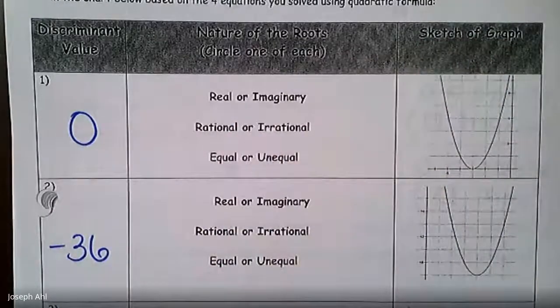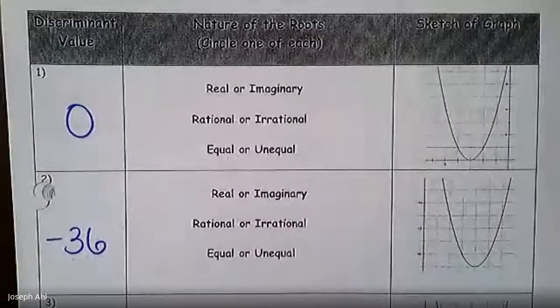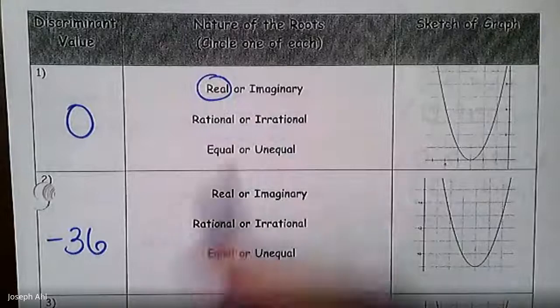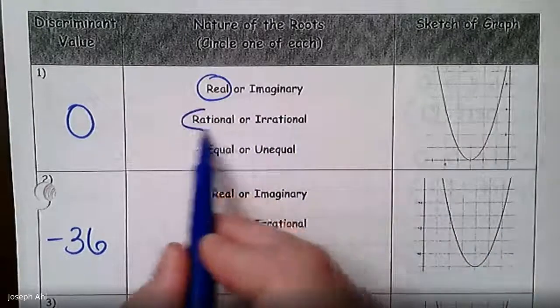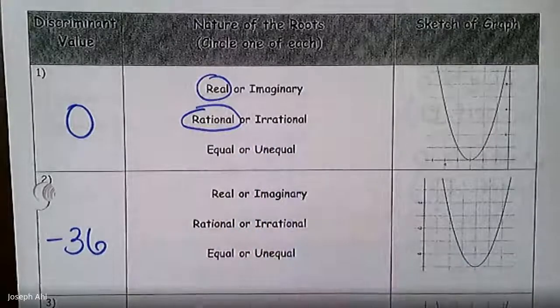So when the discriminant was 0, if you flip back for a second, the roots were -3 and -3. So the first question is, are they real or imaginary? Well, -3 last time I checked is a real number. Are those numbers rational or irrational? Well, -3 is also a rational number. Irrational would be an unending, non-repeating decimal, usually has radicals involved.